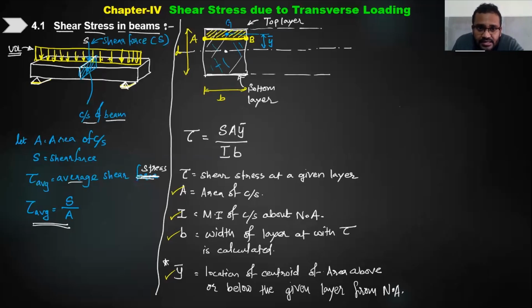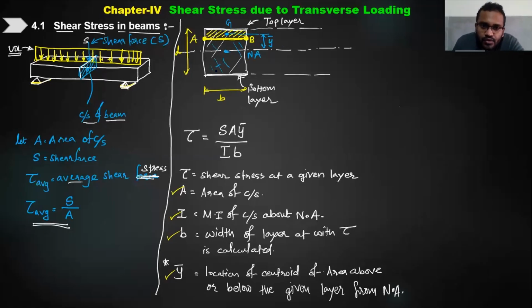This centroid G is the centroid of this hatched area. It is not the center of cross section. The centroid of the cross section is this, through which the neutral axis passes. Right, so you have to take this area and then the centroid of the area and that centroid's distance from the neutral axis. This is your y bar. Okay, and then only you will get the stress value.